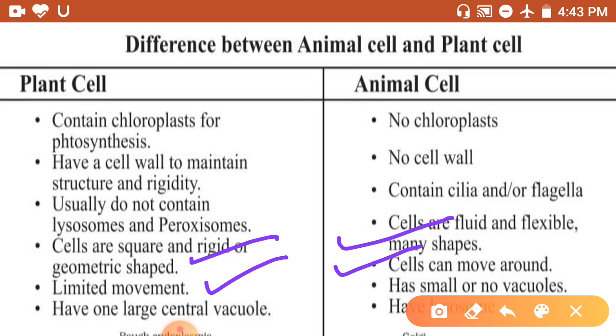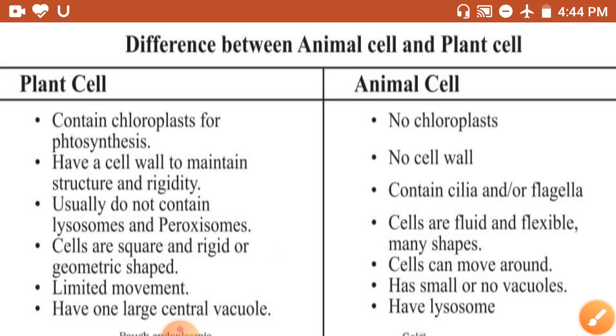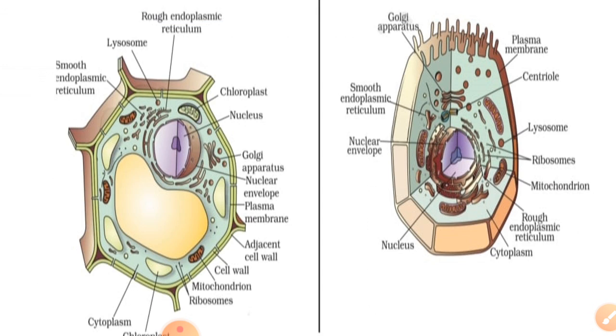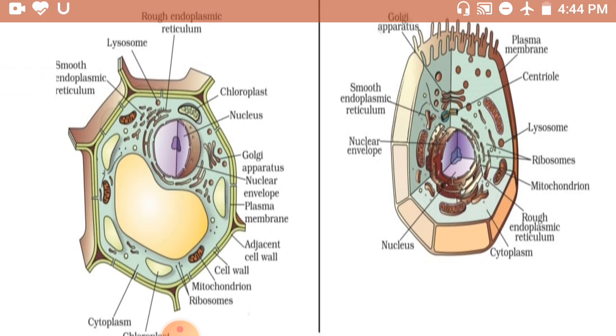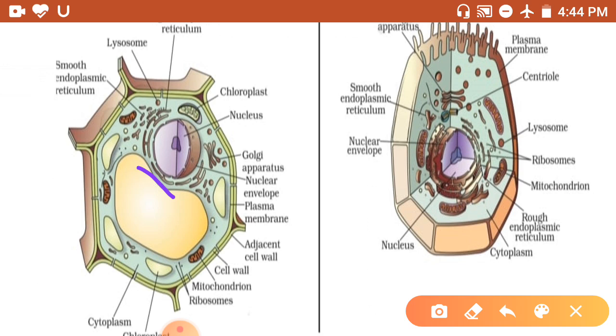We manufacture functions, so the cell can move around. Next, a plant cell has one large central vacuole, and an animal cell has smaller or no vacuoles. You can see in the picture here, this is the large vacuole. This part is the vacuole. The large vacuole is present in the plant cell, but in the animal cell it is not necessary.